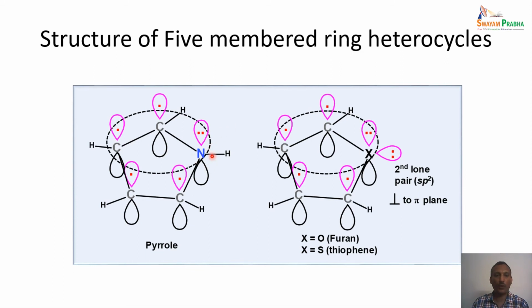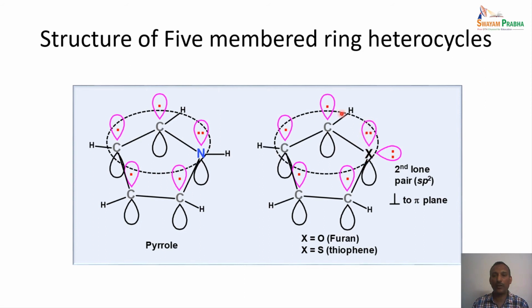In the case of pyrrole, these pi electrons are present in the p orbital, not in the sp2 hybridized orbital. So that is the only difference between pyrrole and furan or thiophene. In the case of furan or thiophene, the second pi electron pair is actually perpendicular to the plane as shown here, and one of the lone pairs is basically on the p orbital of the heteroatom.